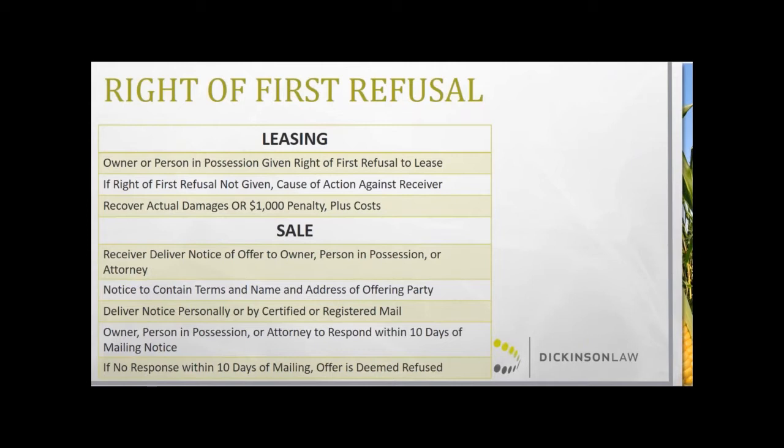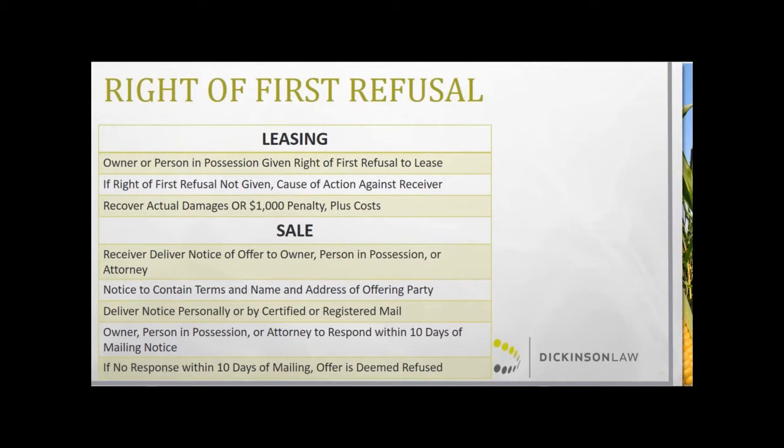If the owner or person in possession is not afforded, let me take a step back. There are two different types of priorities given. If the owner or person in possession is not afforded right of first refusal in leasing the mortgage premises, as we talked about the priority given, the owner or person in possession has a cause of action actually against the receiver to recover either actual damages or a $1,000 penalty, which can include attorney's fees.